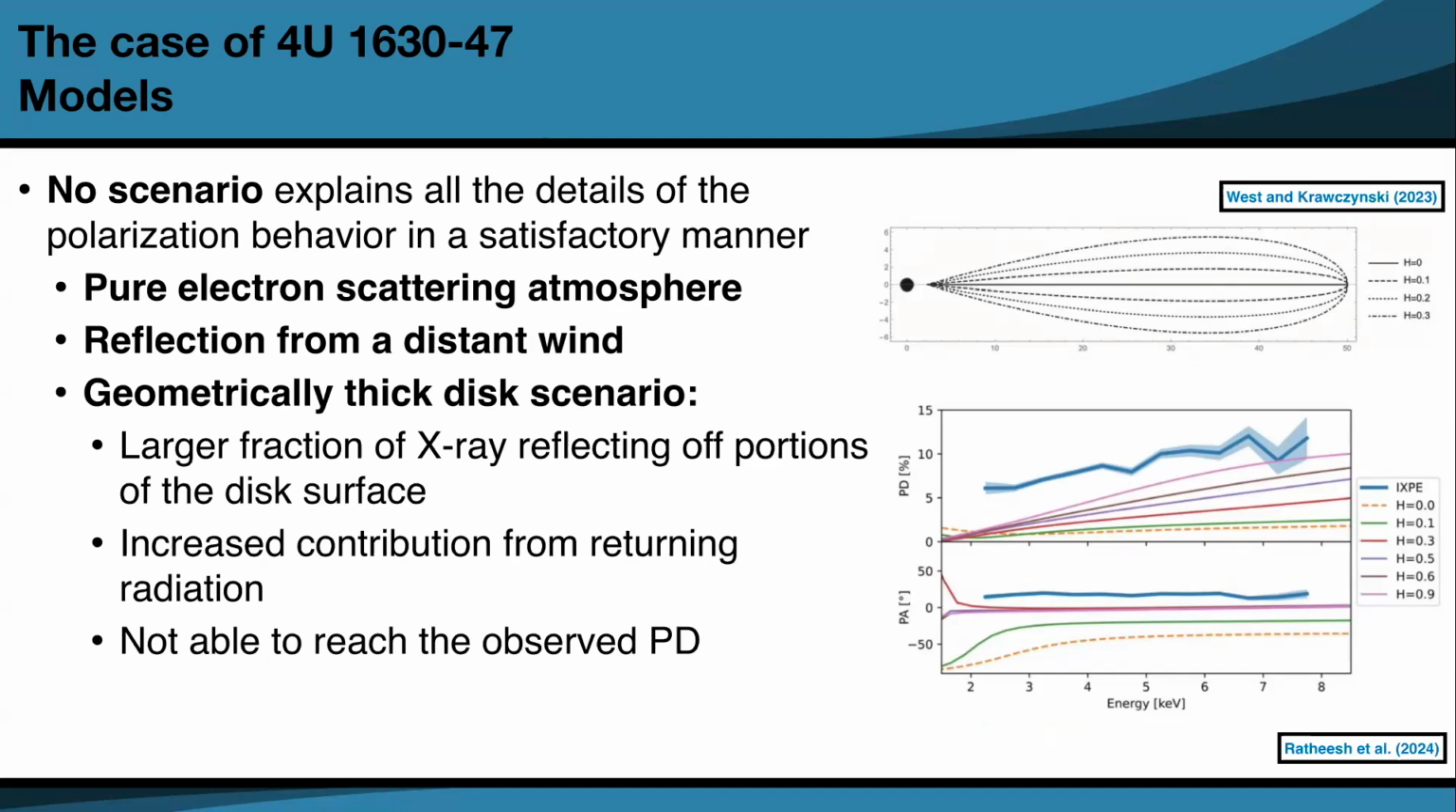Another scenario that was proposed is that the disk is not geometrically thin. We have a geometrically thick disk where the disk inflates basically. So this vertical expansion of the disk basically allows a larger fraction of radiation to reflect off a portion of the disk and basically increases the contribution of returning radiation. However, also this model, while it's able to explain the increase with energy of the polarization degree, does not reach the observed polarization degree that is shown here on the right with this blue band. So once again, this model is not able to explain the data.